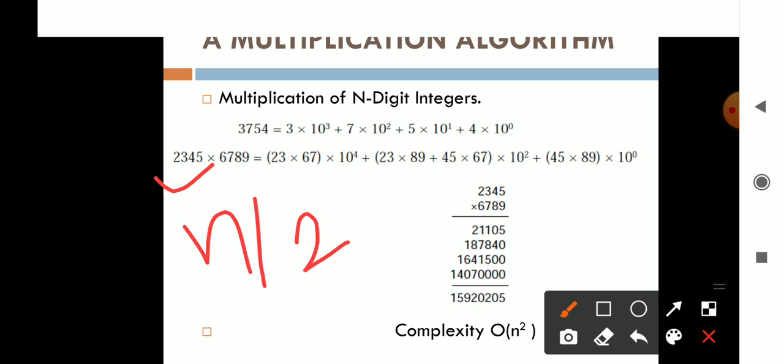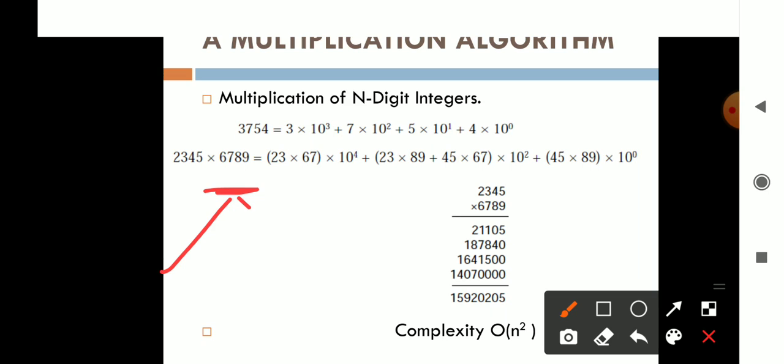Each number will be divided into two parts, that is, 2345 will be divided into two numbers: the first number is 23 and the second part is 45. It is divided into two parts of n by 2 digits, 23 and 45. The number 6789 can again be divided into two parts, that is 67 and 89. And then we are going to apply some equation on that. Here is the formula. We will see that formula in detail in the next slide.